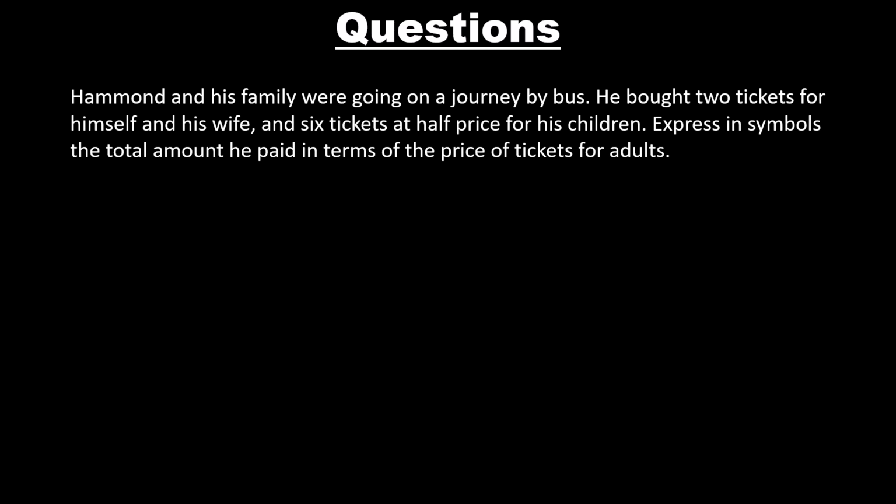So before we go about writing the algebraic form for this question, let's just wrap our mind around it and see. Let's assume the price of a ticket for an adult is 6 cedis. That's the fixed price for tickets. And he bought one for himself and another one for his wife. So for himself and his wife, that gives us 12 cedis. This is how much he paid for himself and his wife.